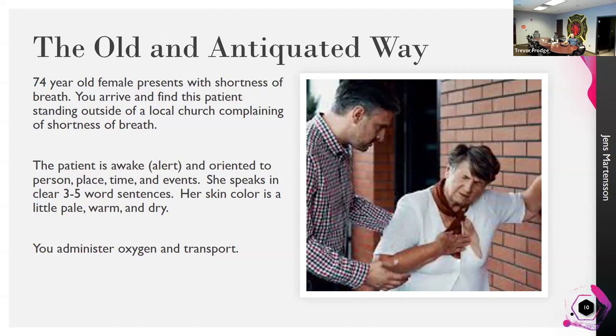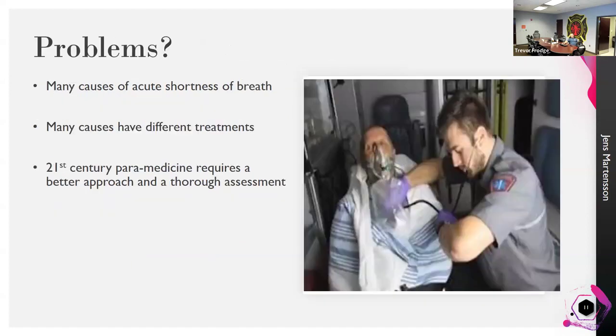Well, in the old days, we just high flow O2 and transport, right? She got shortness of breath, give her some oxygen, let's go to the hospital. But realistically, is that the best way? Absolutely not. We talked about in the beginning of this that, hey, there's a lot of things that cause shortness of breath. And if I just give high flow O2 and transport, well, we'll just let the hospital deal with it. Well, the hospital has to do a lot of research and a lot of data collection, a lot of stuff to figure out what's wrong. And there's quite a bit we can do in the field to make this patient better right now. And so we should do that.